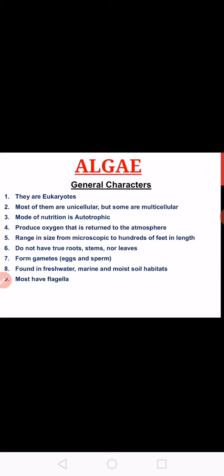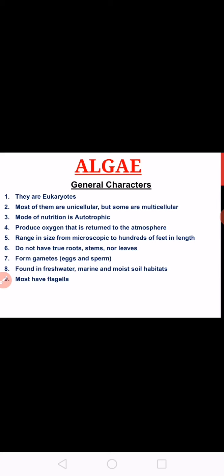So the algal members possess a well-defined nucleus, hence they are eukaryotic in nature. So this is about the first point. Let's move on to the second point. Most of them are unicellular, but some are multicellular. So what do you mean by unicellular and multicellular?